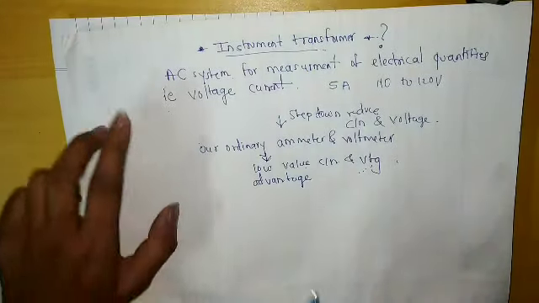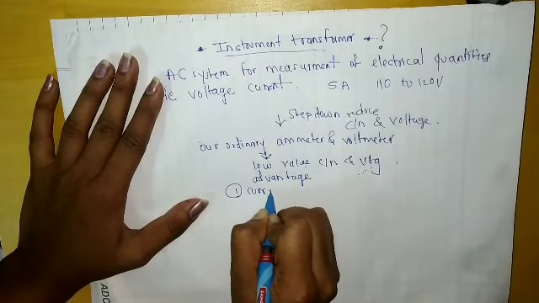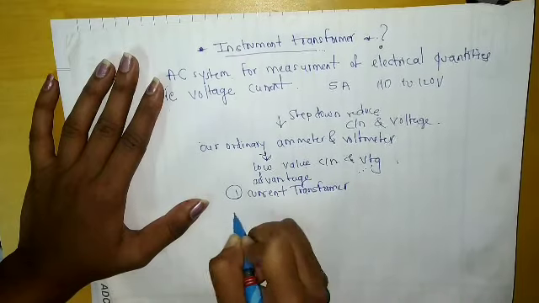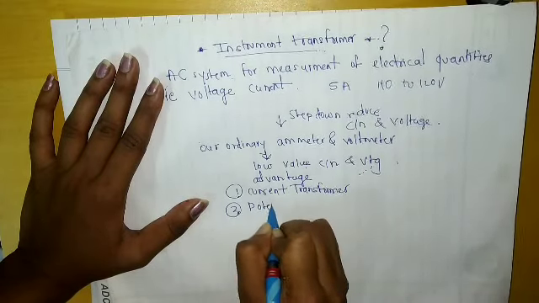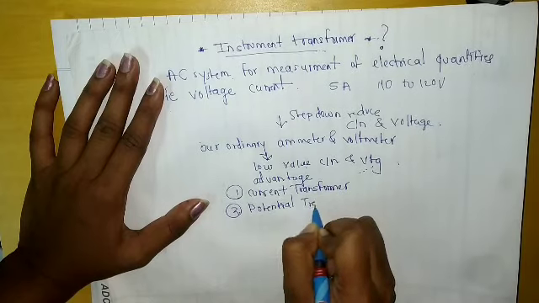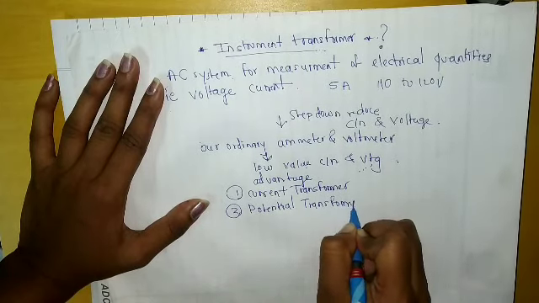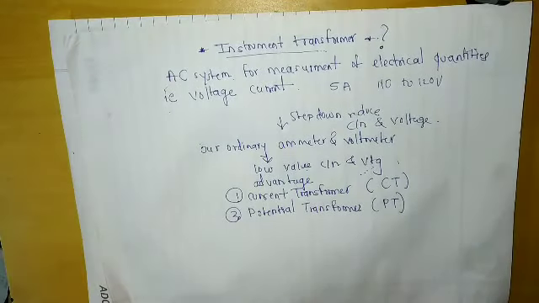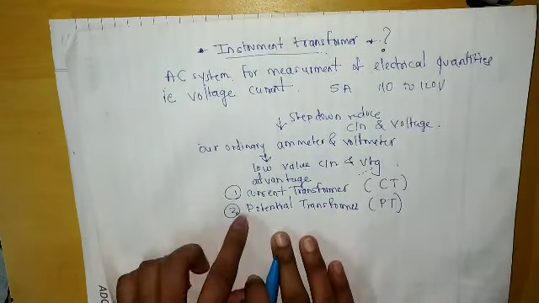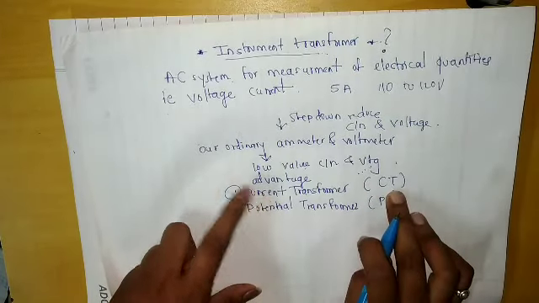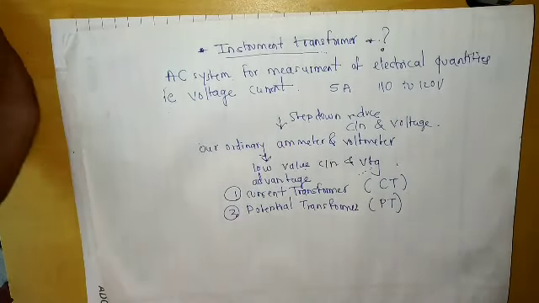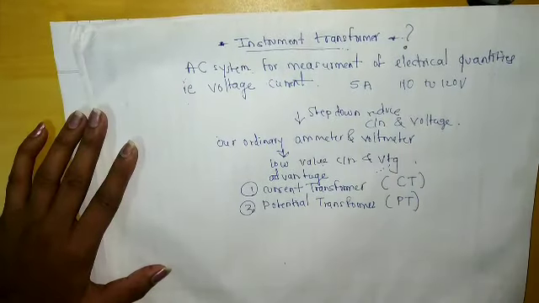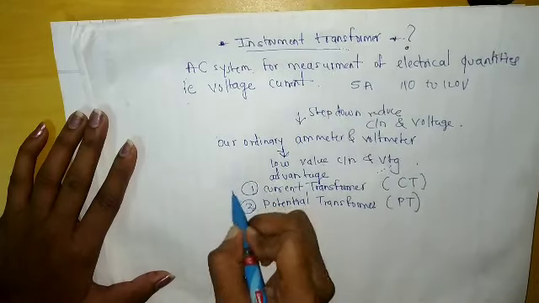So there are two types. First one is current transformer and second one is potential transformer. This is called CT and this is called PT, right? Just remember, current transformer and potential transformer. Current transformer is used to measure current and potential transformer is used to measure the voltage, high level voltage and high level current.